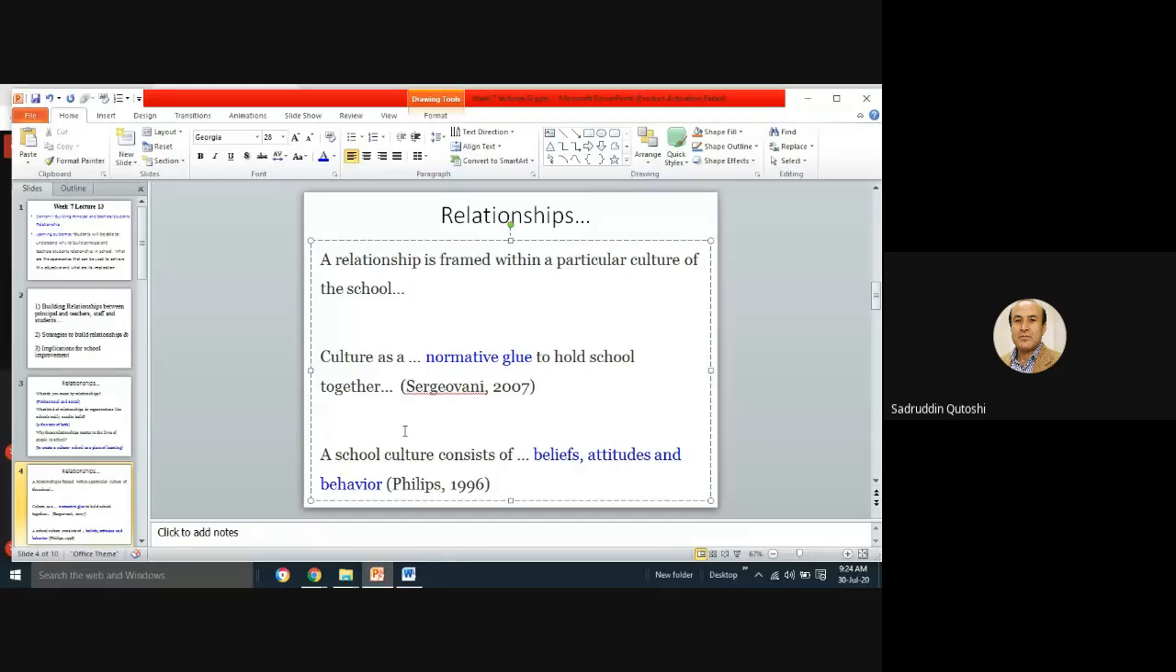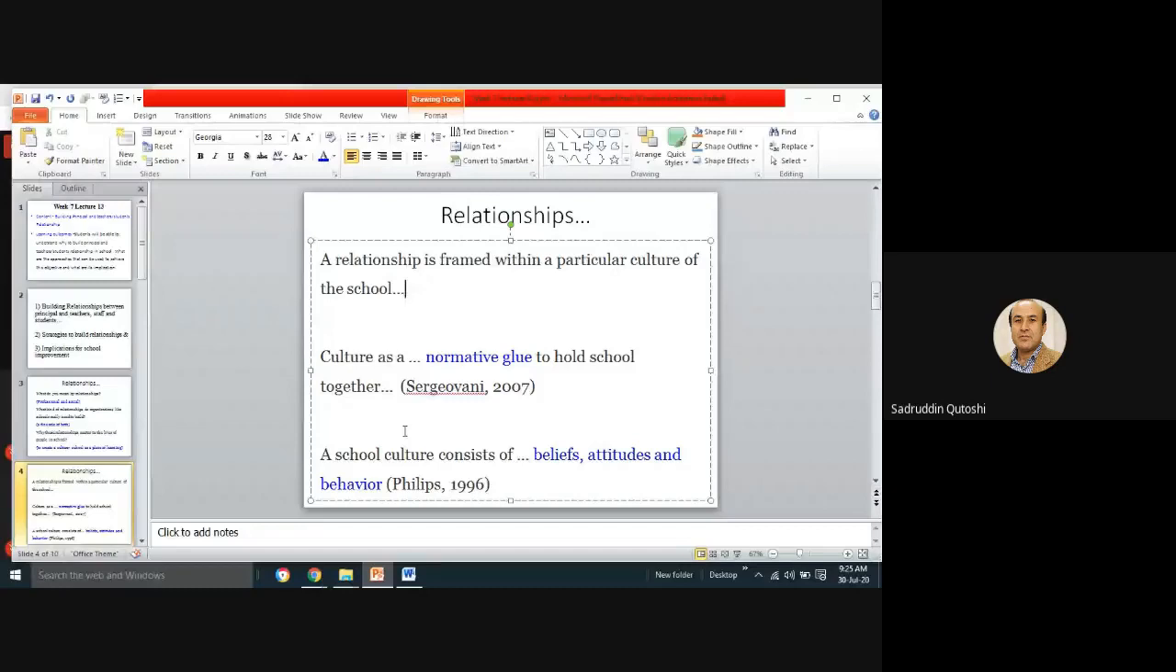We were talking about culture. So what is the meaning of culture? As Sir Giovanni talks about, it's a normative glue to hold the school together. Culture is a normative glue. It's a kind of thing that attaches everyone in the school together as a whole. So that's how you can understand the meaning of school culture.